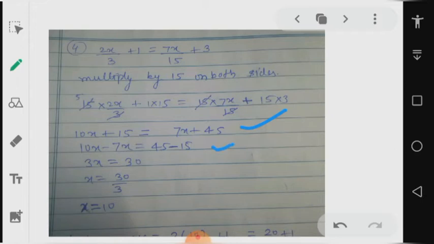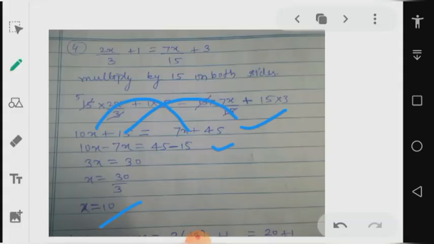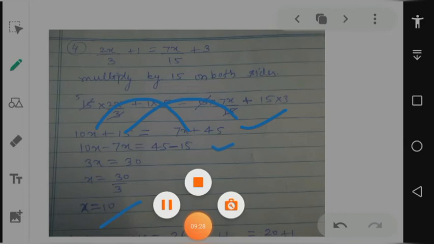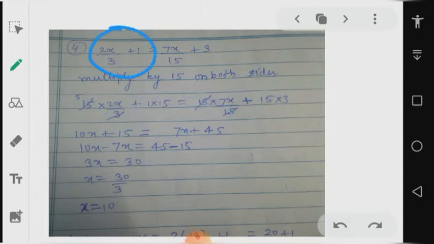Now in the next line, it is 10x plus 15 equals 7x plus 45. Collecting all the terms on either side, 10x minus 7x becomes 45 minus 15. As 7x changes this side, it becomes negative, and 15 also changes the side. So we have 3x equal to 30 and x equals 30 upon 3, that is 10. Now we want to check it. The procedure is the same, as we can substitute the value of x in both LHS and RHS.